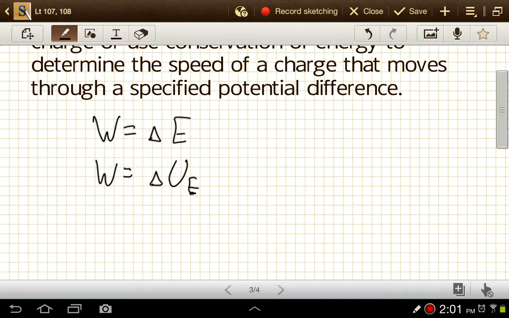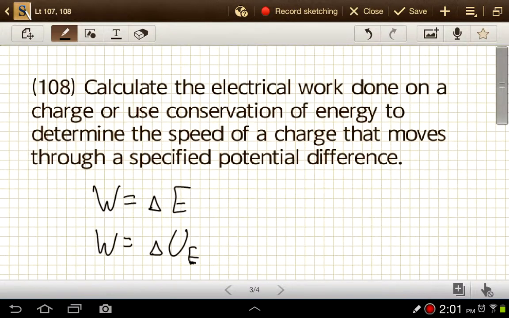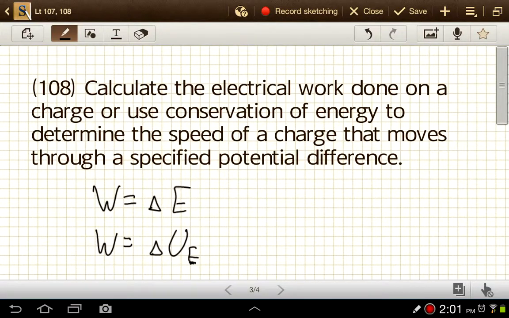Okay, so if we have a given potential difference, we can figure out how much electric potential changes. That's what this value is. Potential difference is how much electric potential changes. All we have to do is multiply that by Q, by the charge, to figure out how much electric potential energy changes.